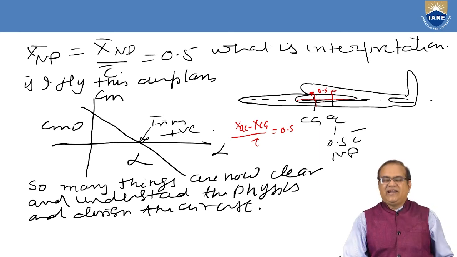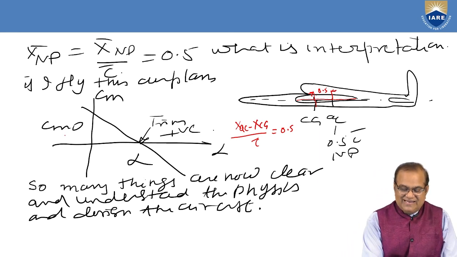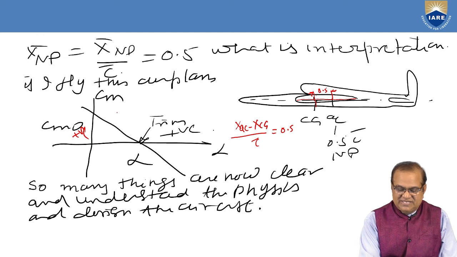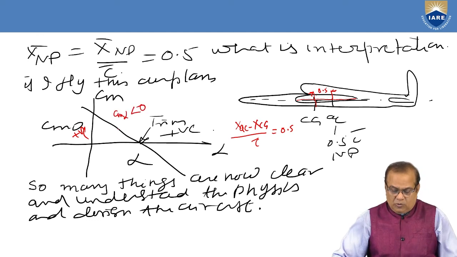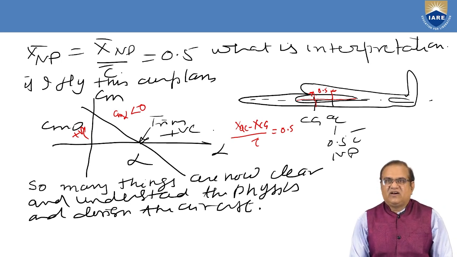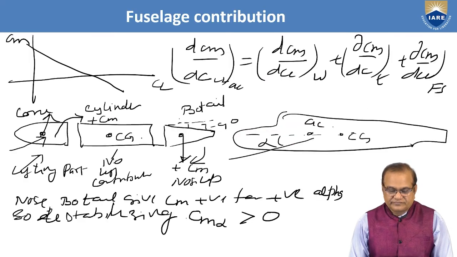In this case, the Cm naught will be positive here, and this is the trim point, and this is the Cm alpha less than 0. So many things are now clear, and we understand the physics behind the design of the aircraft.